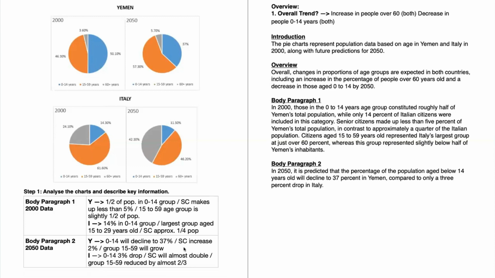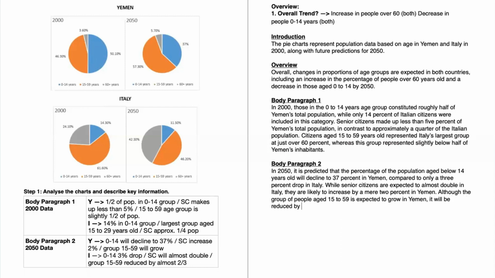Now, again, senior citizens, it's like following a formula. While senior citizens are expected to almost double in Italy, they are likely to increase by a mere 2% in Yemen. Although the group of people aged 15 to 59 is expected to grow in Yemen, just like we saw here, I'm going to talk about how it's going to be reduced. So I'm going to say it will be reduced by almost 2/3 in Italy.